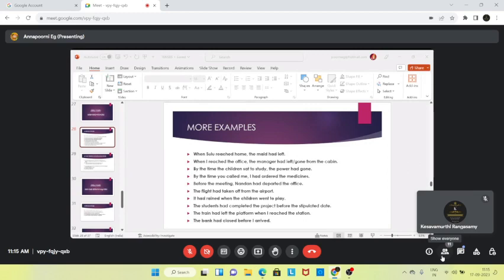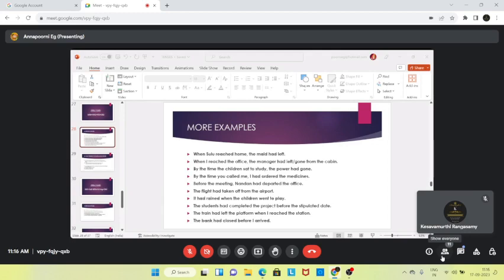Next one. Who is ready to read? Srinivasan. There are only 5 people who are responding. Pranav? No response. Yes, Pranav, can you read the next one? Before the meeting, Nanda had departed the office.